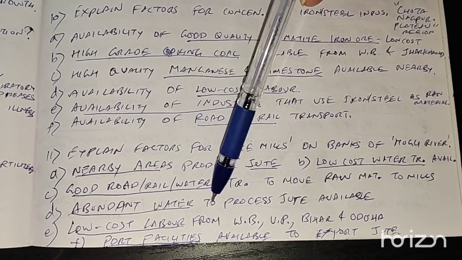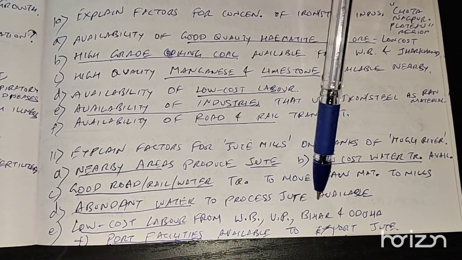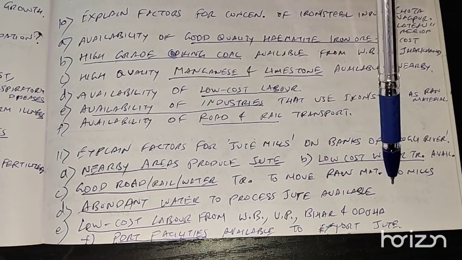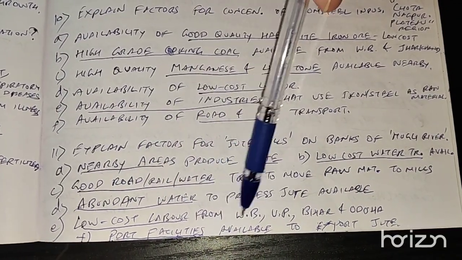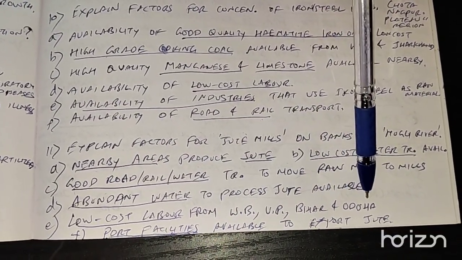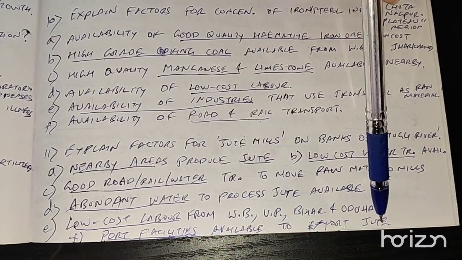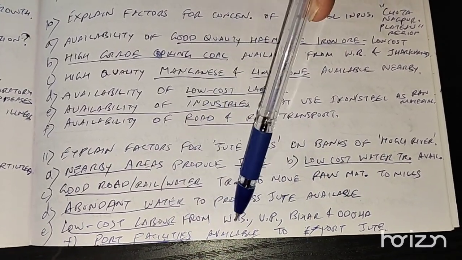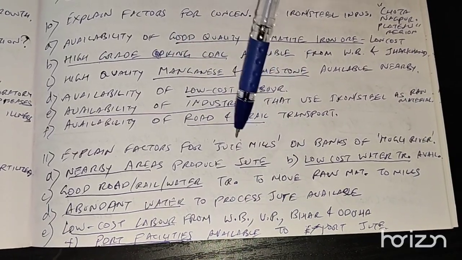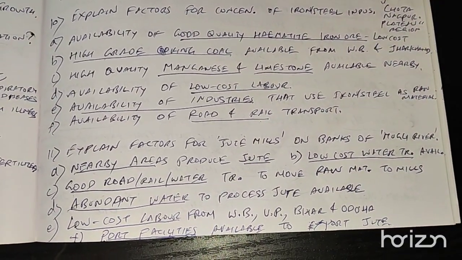Abundant water is available to process jute, which needs a good amount of water. Then low cost labor from West Bengal, Uttar Pradesh, Bihar and Odisha is available to work in jute mills, and port facilities are available to export jute. Because of all these reasons, there is a concentration of jute mills on the banks of the Hooghly River.